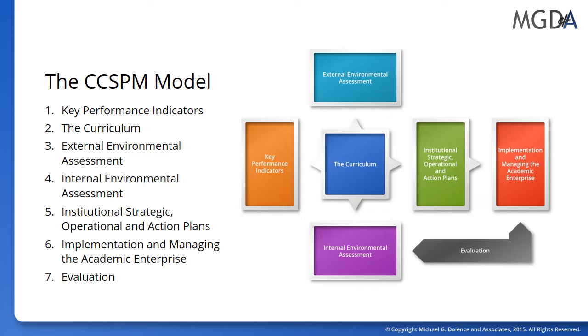Sixth involves the implementation of plans and their integration into managing the academic enterprise. The seventh and final element is the systematic evaluation of the planning and management processes as they inform continuing operations and organizational development. Each element in the model is actually a rich function in and of itself, replete with individual models, processes, and methodologies that give great depth and extraordinary power to the CCSPM.